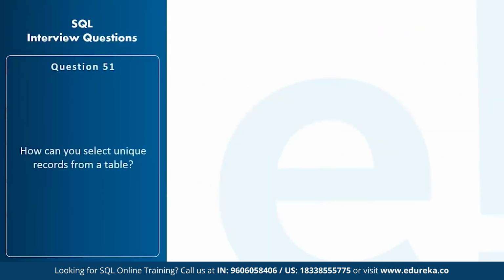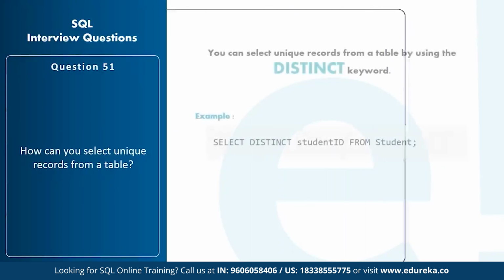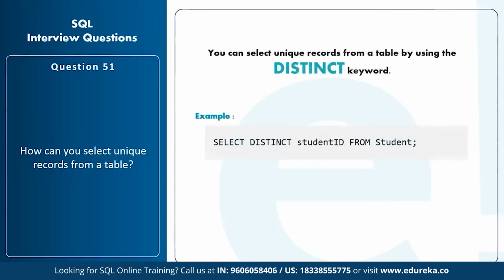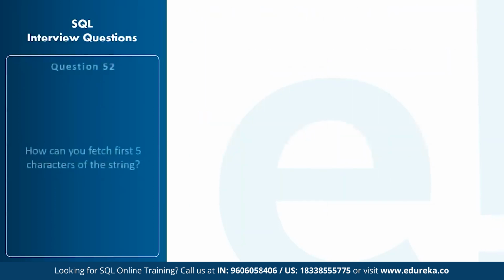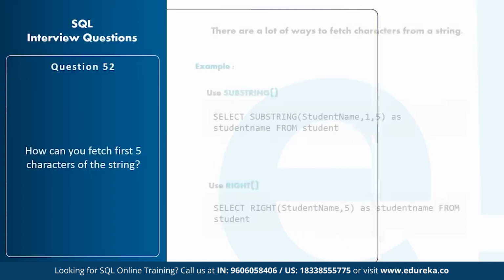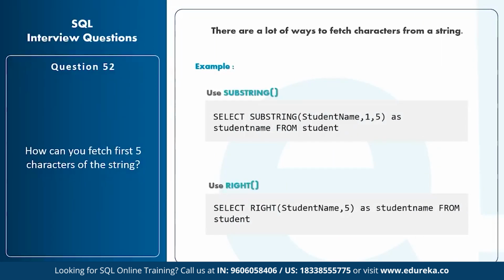Now let's move forward to the next question, that is, how can you select unique records from a table? Well, you can select unique records from a table by using the distinct keyword. So for your better understanding, you can write a query like select distinct student ID from student, right? So with the help of this query, all the unique records from the student table will be selected. Let's move forward with the next question, that is, how can you fetch the first 5 characters of a string? Now there are obviously a lot of ways to fetch the characters from a string.